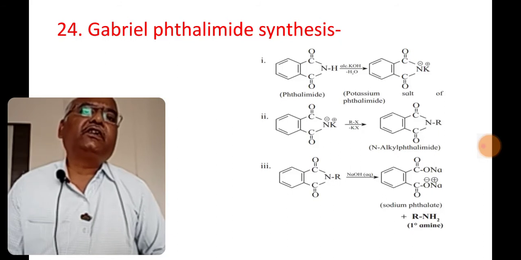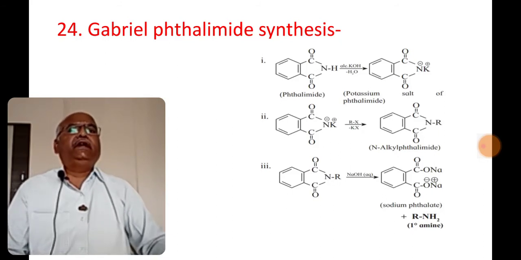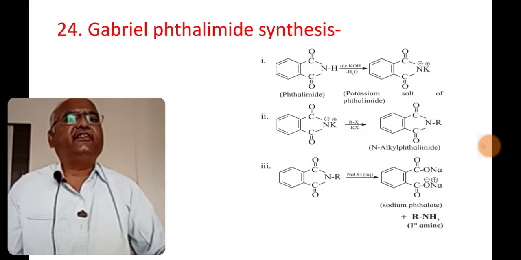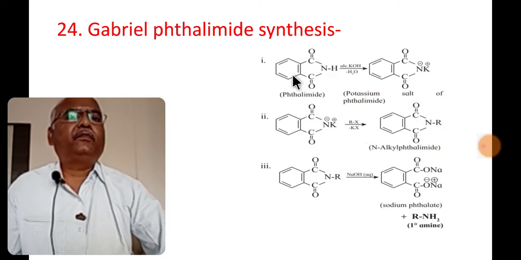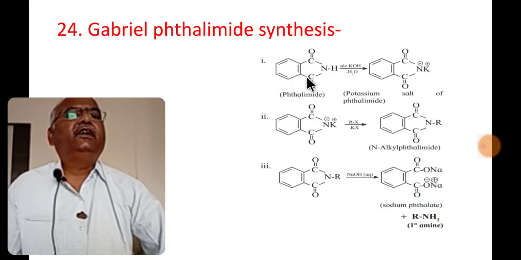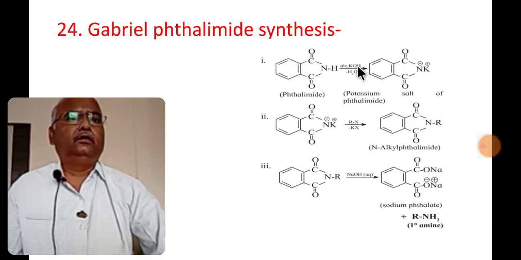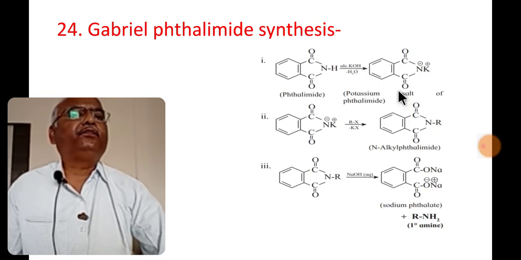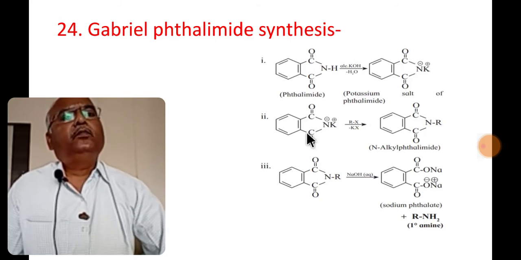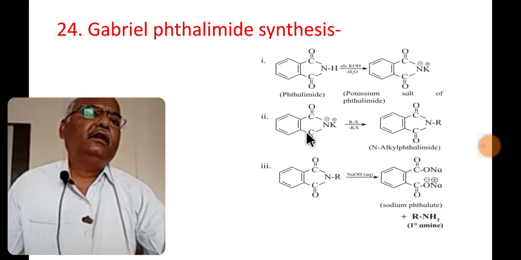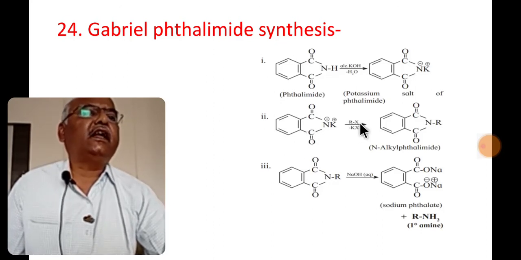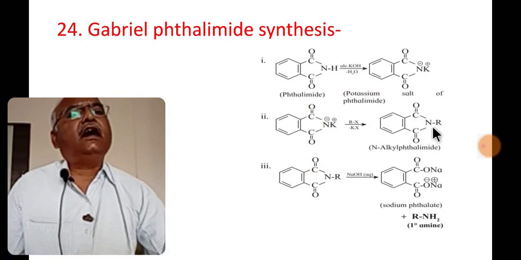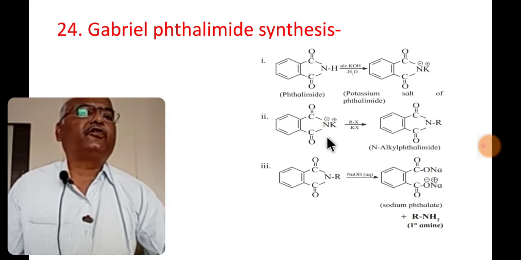Another important name reaction, Gabriel phthalimide synthesis. In the first step, phthalimide is taken. It is treated with potassium hydroxide. Potassium phthalimide is formed as the main product. In the second step, potassium phthalimide is treated with alkyl halide and N-alkyl phthalimide is produced.